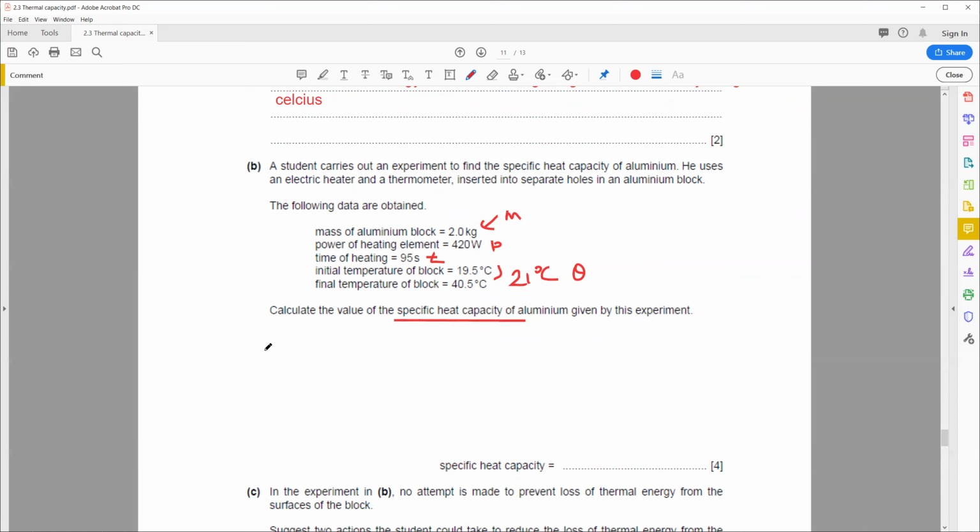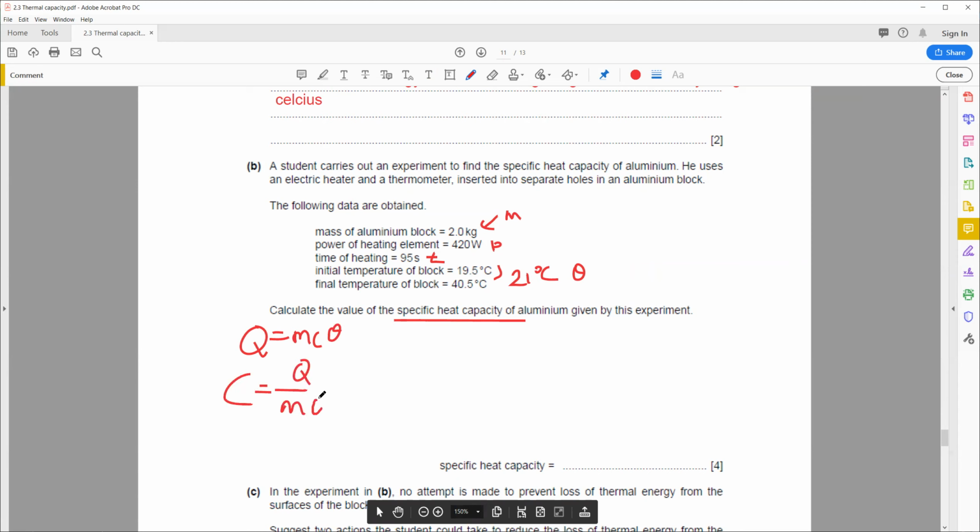Specific heat capacity only has one formula, Q equals MC theta, right? From here, if I'm looking for specific heat capacity, it will be C equals Q over M theta. And this is when you stumble upon the first problem. You're like, oh, if I'm supposed to look for this, I should be given this, this, and this. But right now, looking at the scenario here, I only have the mass component and the theta component. I don't have the energy component here.